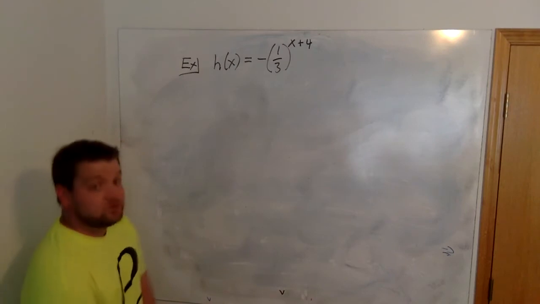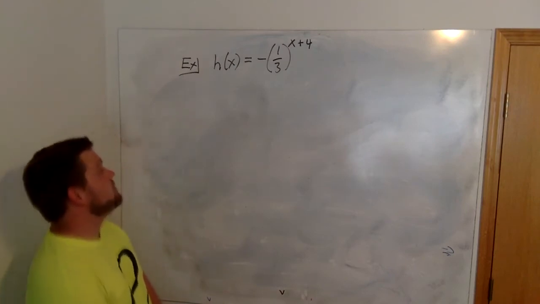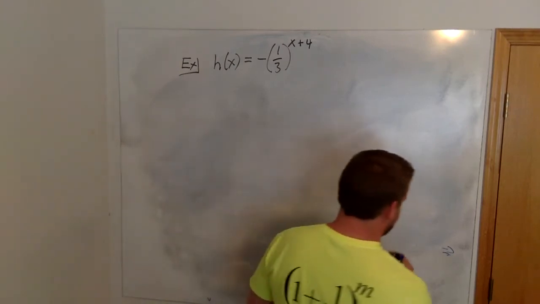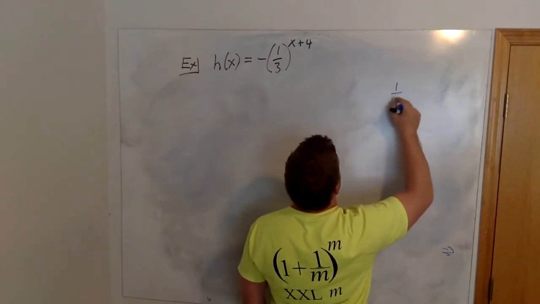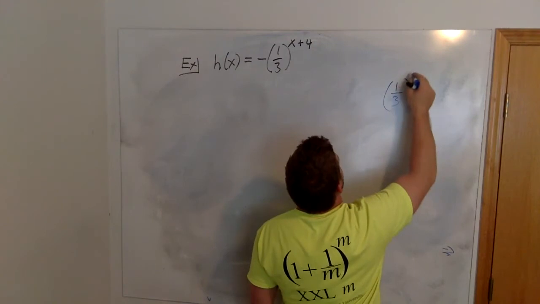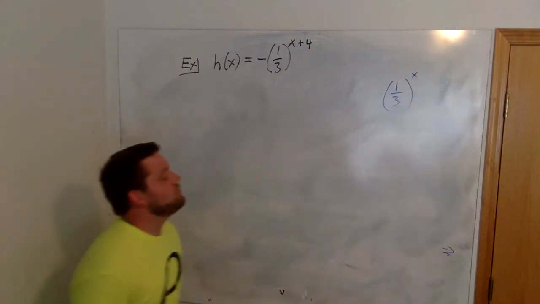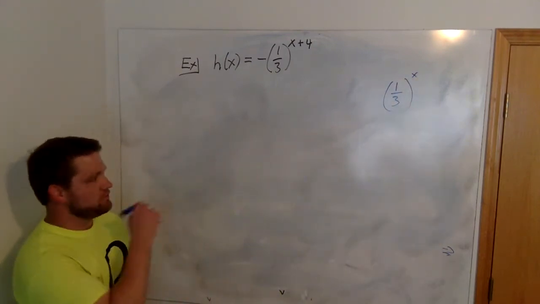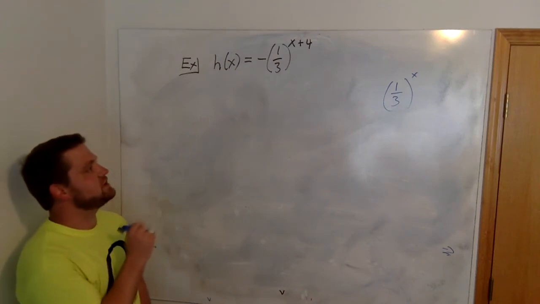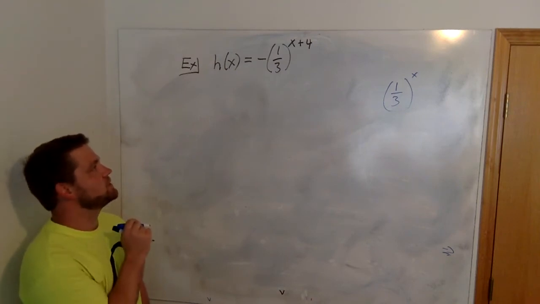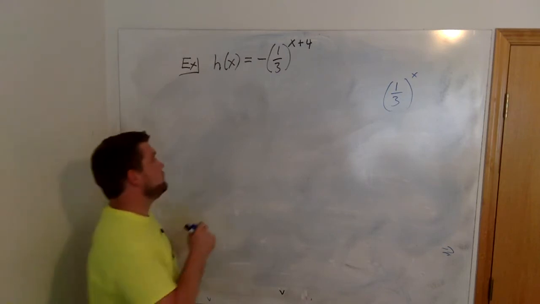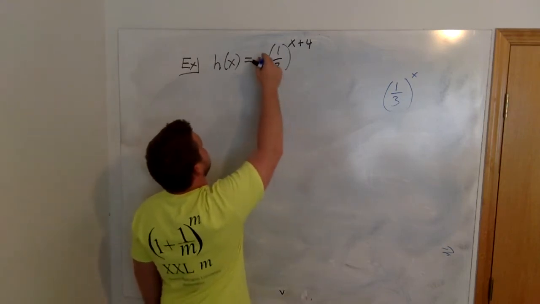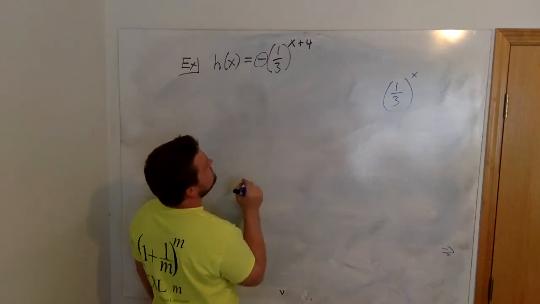The first thing we're going to do is recognize the parent exponential. In this case, 1/3 to the x is our parent function. This is the thing that is being transformed. There are two transformations we'll want to keep track of. The first is this minus out front. So what is this going to do?